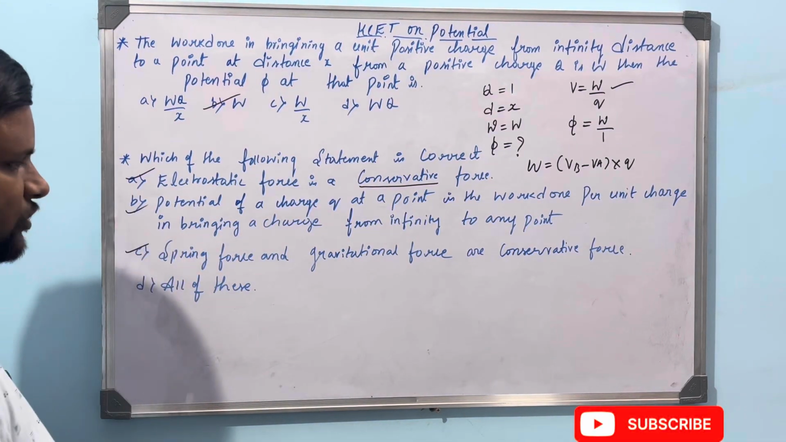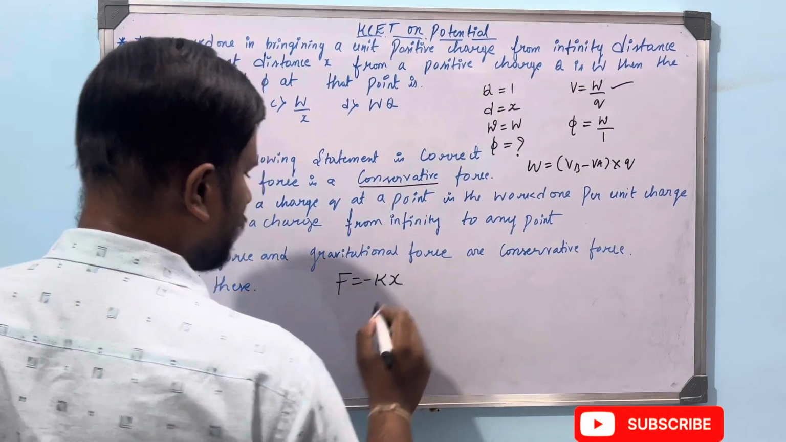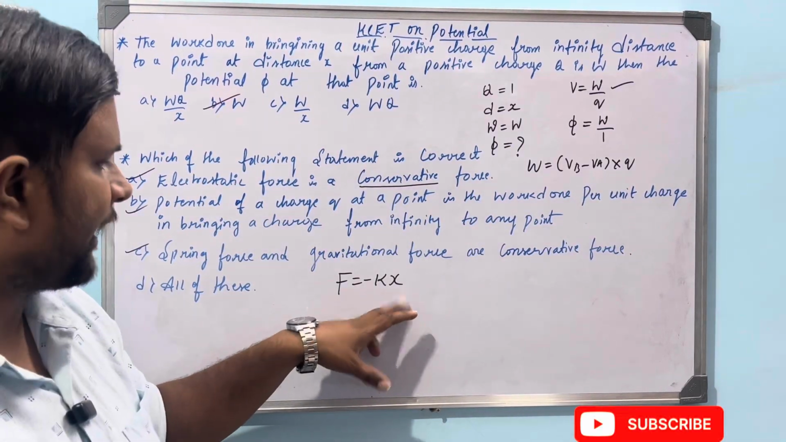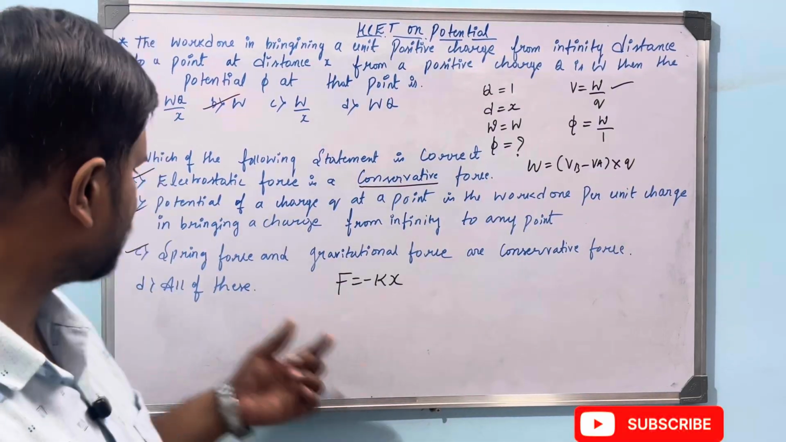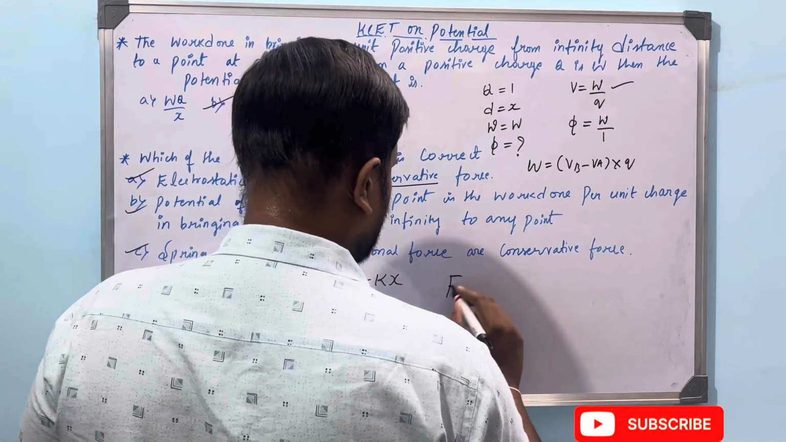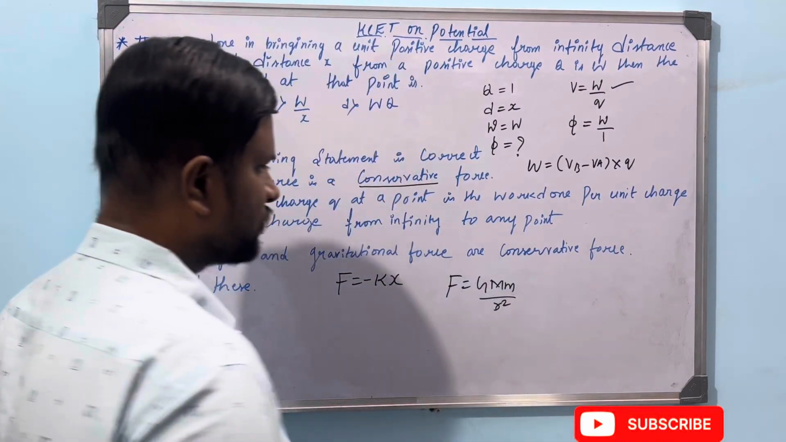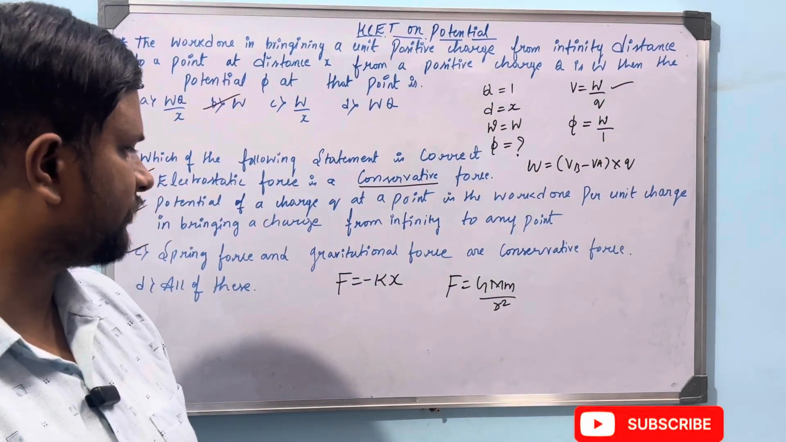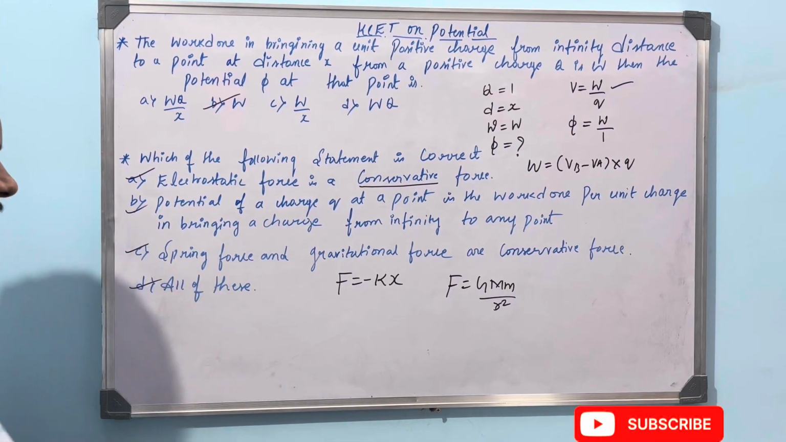Next, spring force. Spring force is given by F is equal to minus kx, Hooke's law: force is directly proportional to the displacement. It depends only on x, that is, on the initial and final positions, so spring force is also a conservative force. Gravitational force is given by F is equal to G m1 m2 divided by r square, and it is also a conservative force. So all the statements are correct.